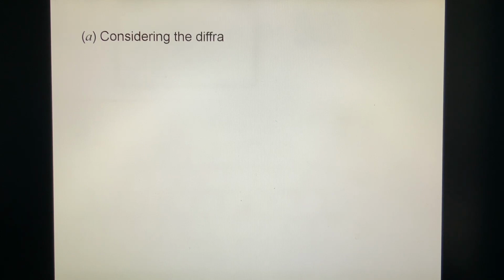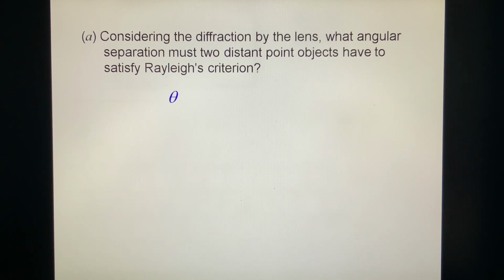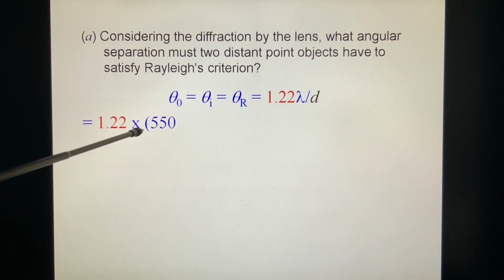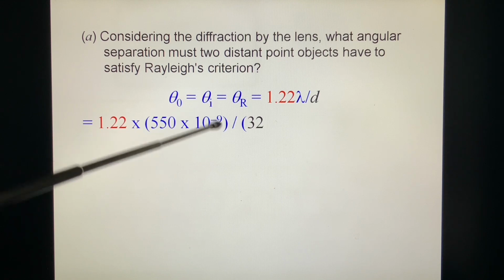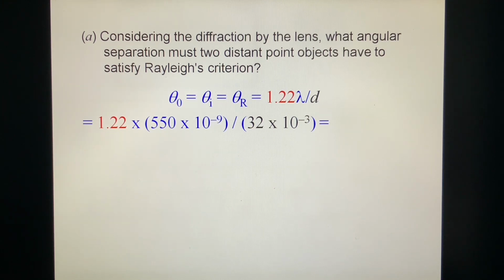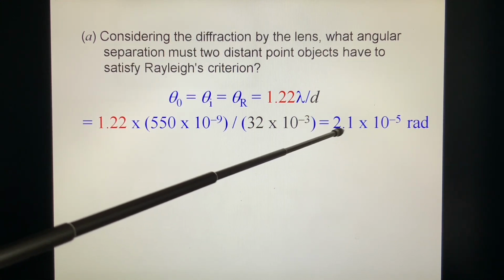Question A. Considering the diffraction by the lens, what angular separation must two distant point objects have to satisfy Rayleigh's criterion? Now, this is the angle. This should be larger than theta Rayleigh. Now, we put the numbers in. Very simple. Lambda is 550 times 10 to the -9 meter. The d is 32 times 10 to the -3 meter. So we get the answer. The angle between them must be larger than this one.